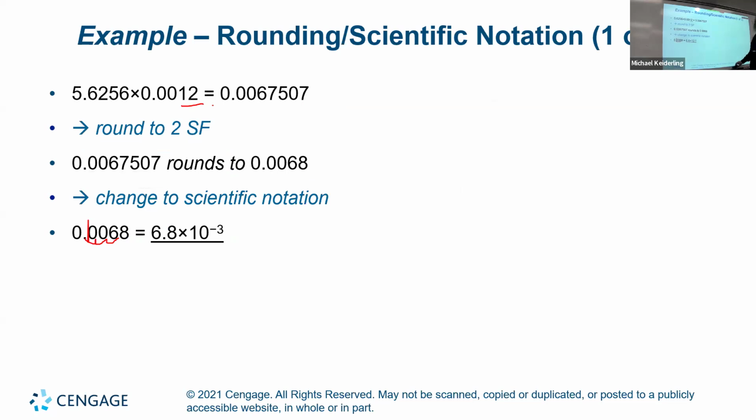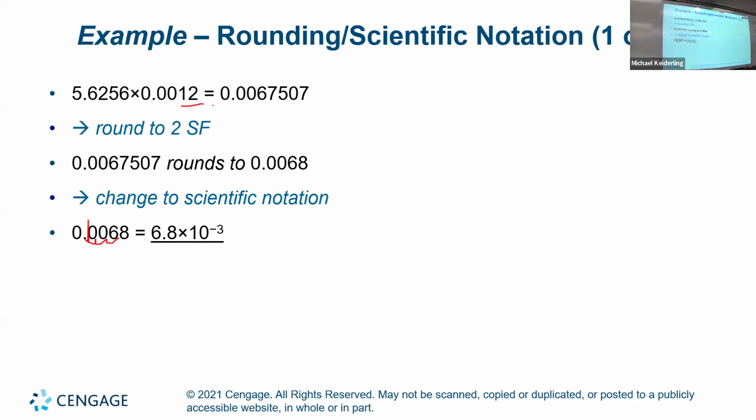So here, if we have 5.6256 times 0.0012, that gives us 0.67507. We need to round this to 2 significant figures. That rounds to 0.0068. And if we change it to scientific notation, we have to move 1, 2, 3 places to the right. So we get 6.8 times 10 to the minus 3.